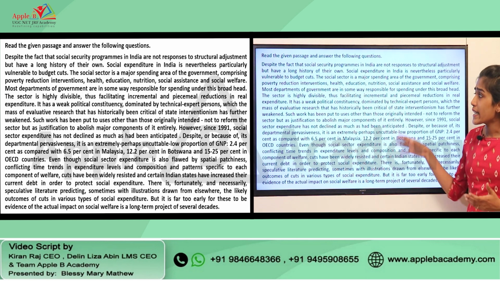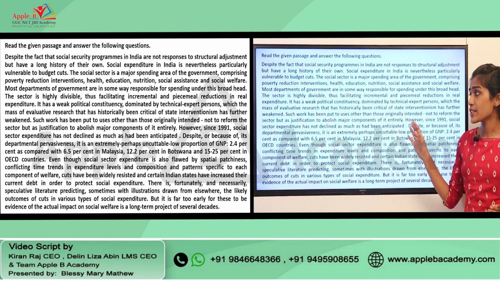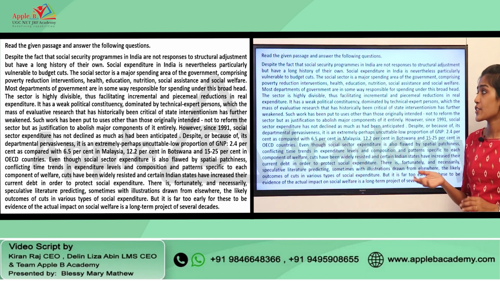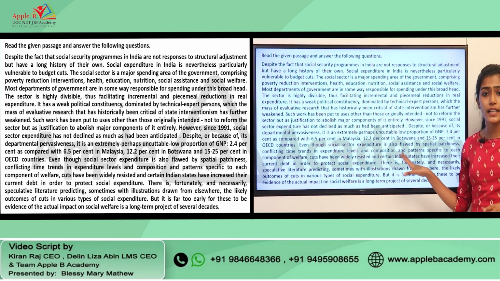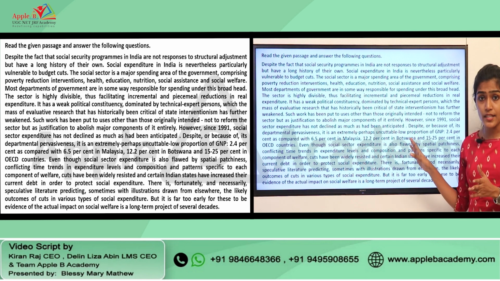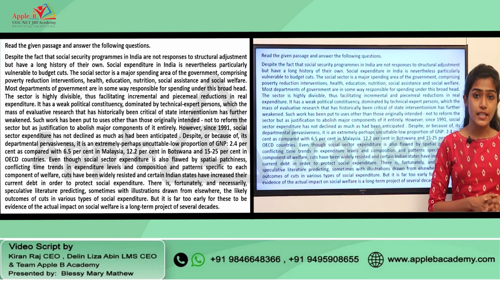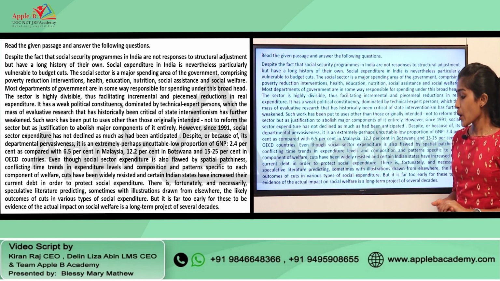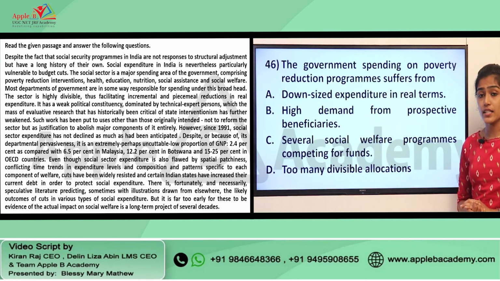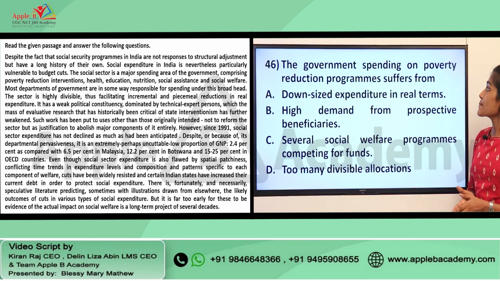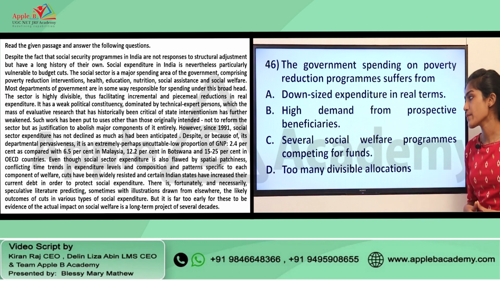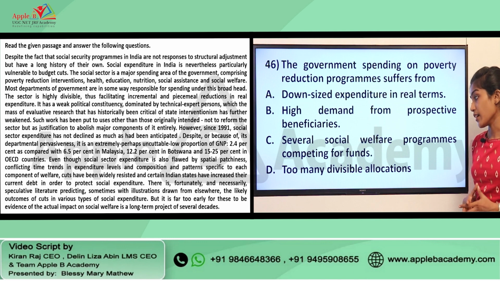I am not reading the entire passage as such. If you want, you can pause the video and read it. I am just showing you the questions that were asked from this comprehension passage, and I will also be giving you the options that were provided in the provisional answer key published by NTA. The first question asked from this passage was: the government spending on poverty reduction program suffers from, and the options are: downsized expenditure in real terms, high demand from prospective beneficiaries, several social welfare programs competing for funds, too many divisible allocations.